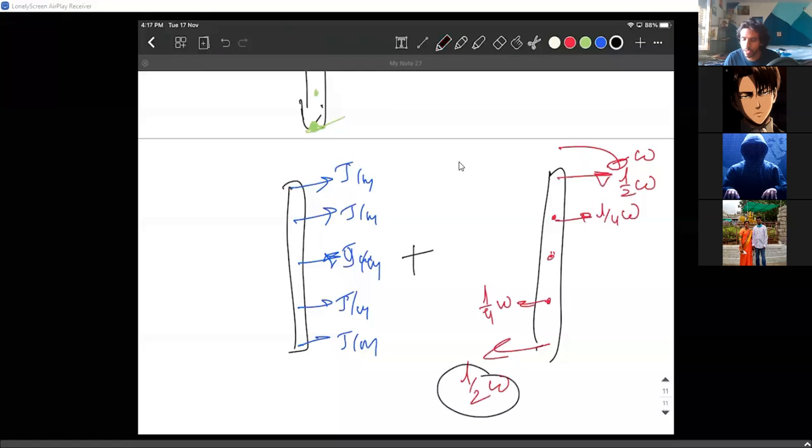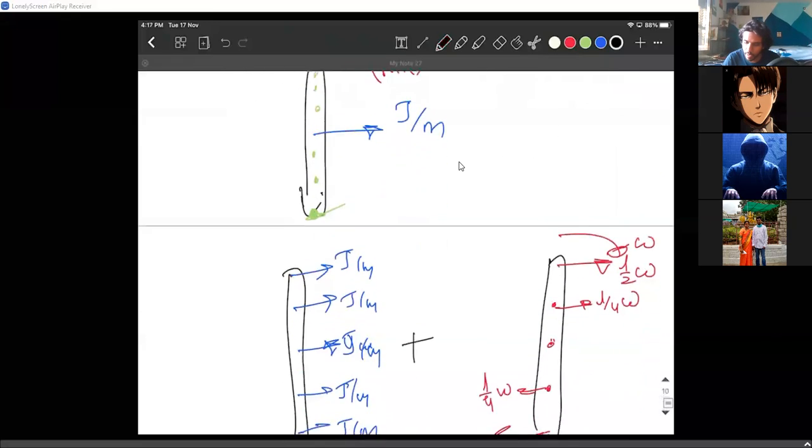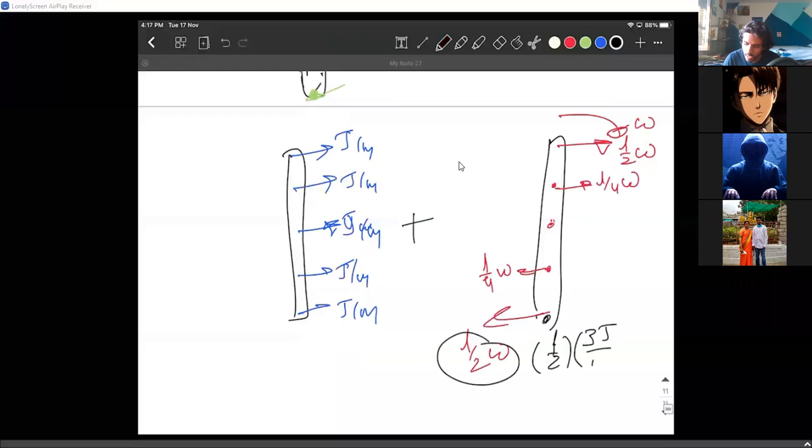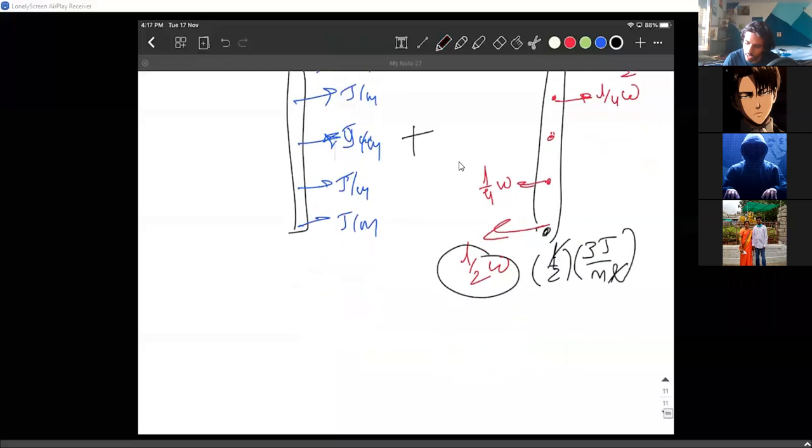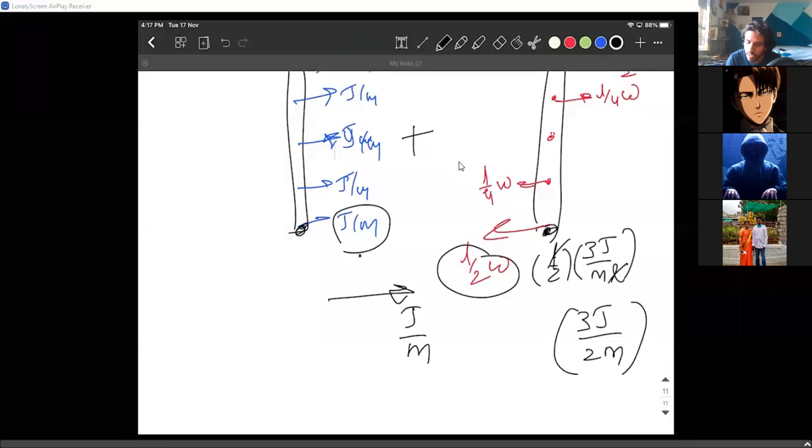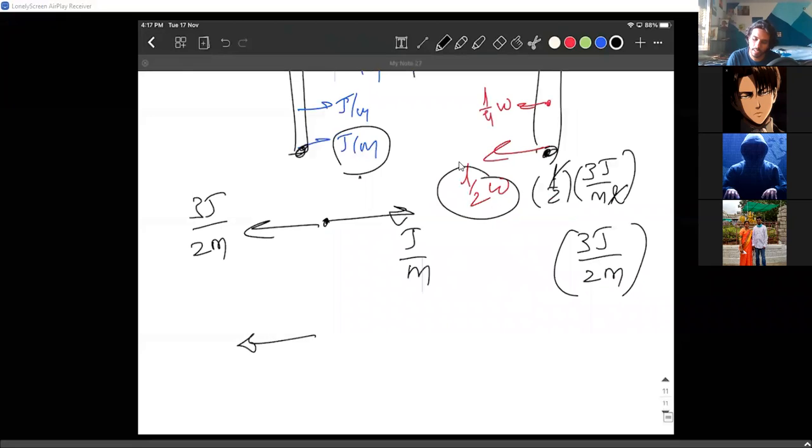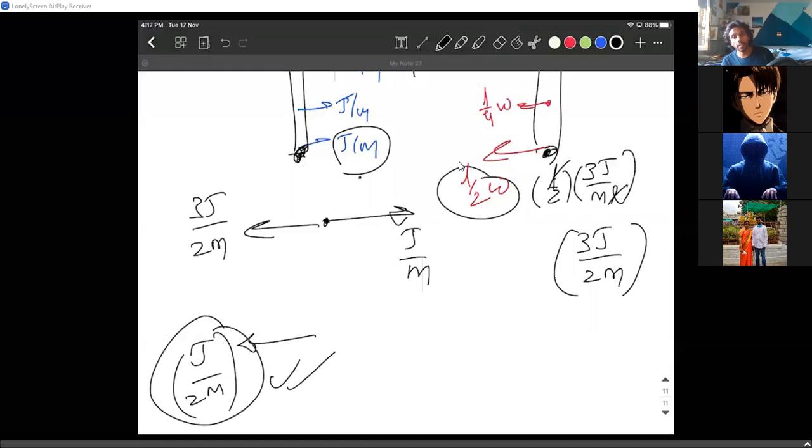Let us talk about this end. L by 2 into omega, how much do we get? It's 3j by ml, so L cancels out. I get 3j by 2m. Clearly observe, this bottommost particle has j by m in the positive direction and 3j by 2m in the negative direction. So the resultant is j by 2m in the negative direction. So the velocity of the bottommost particle is this value. I hope everyone gets it.